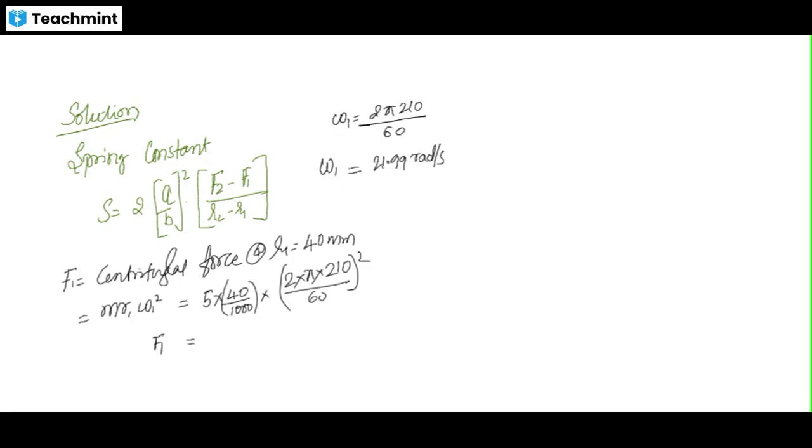Now, omega square. M is 5 kg, and 40 mm becomes 0.04 meter. 21.99 squared is 483.56. So F1 is 96.71.